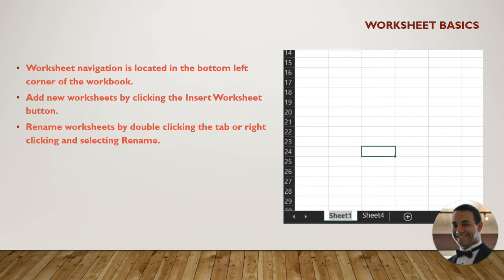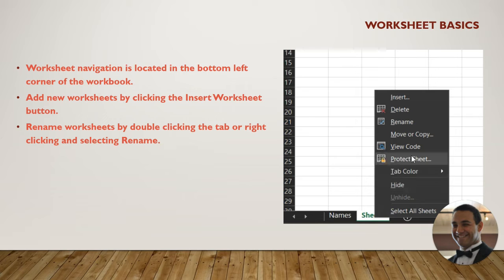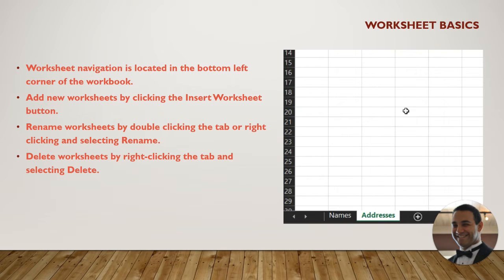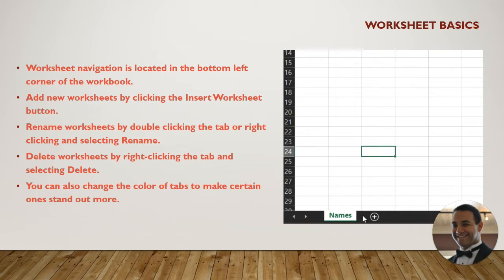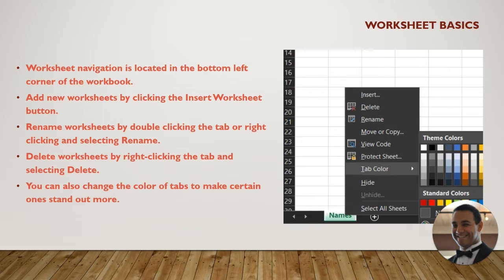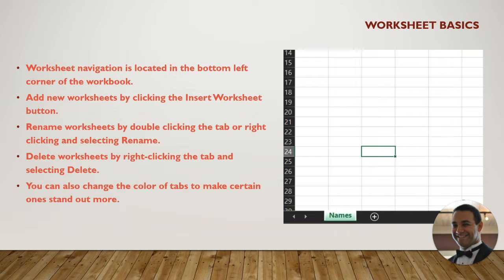You can rename existing worksheets by double-clicking the tab or by right-clicking and selecting Rename from the context menu. You can also delete worksheets by right-clicking the tab and selecting Delete. And you can change the color of tabs to make certain ones stand out. We're going to work a lot more with multiple worksheets in some future lessons, but for now, let's dive into some logic functions.